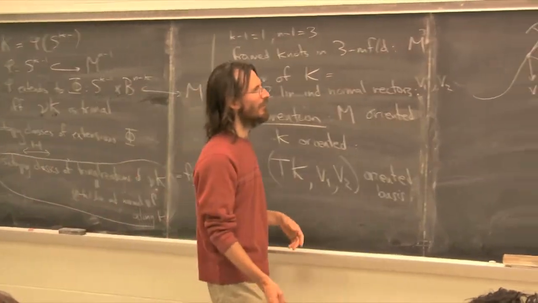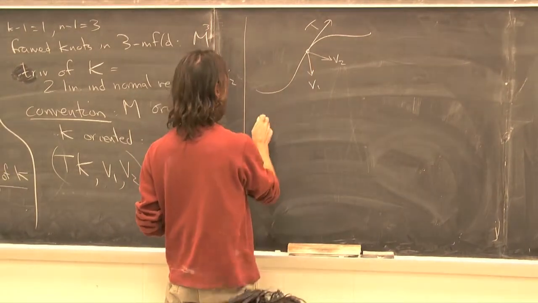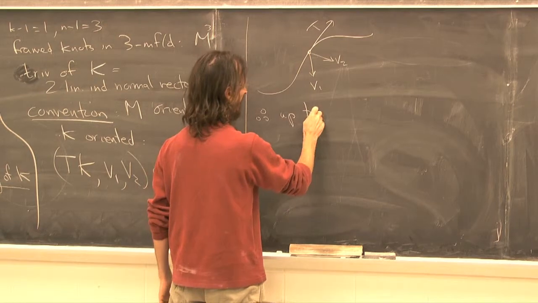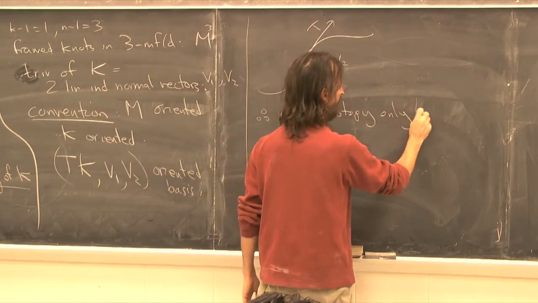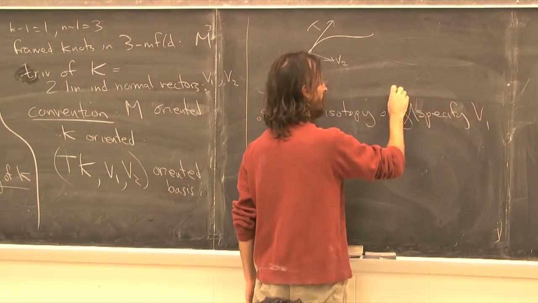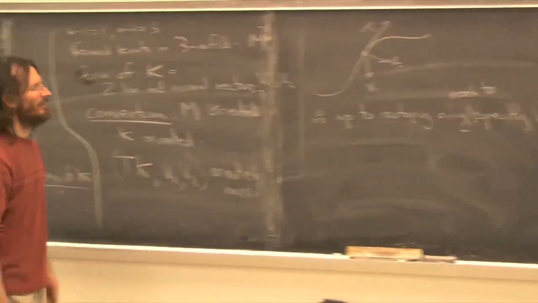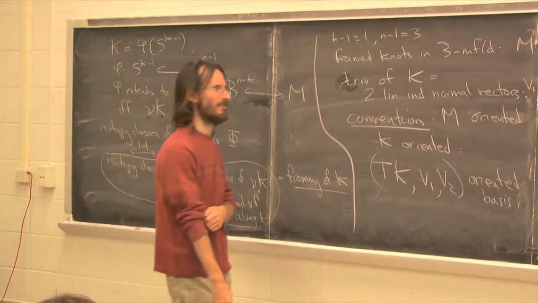And this is just a convenient convention because then, therefore, up to isotopy, you only need to specify V1. So you just specify a single nowhere zero vector field along K, and that determines the framing.